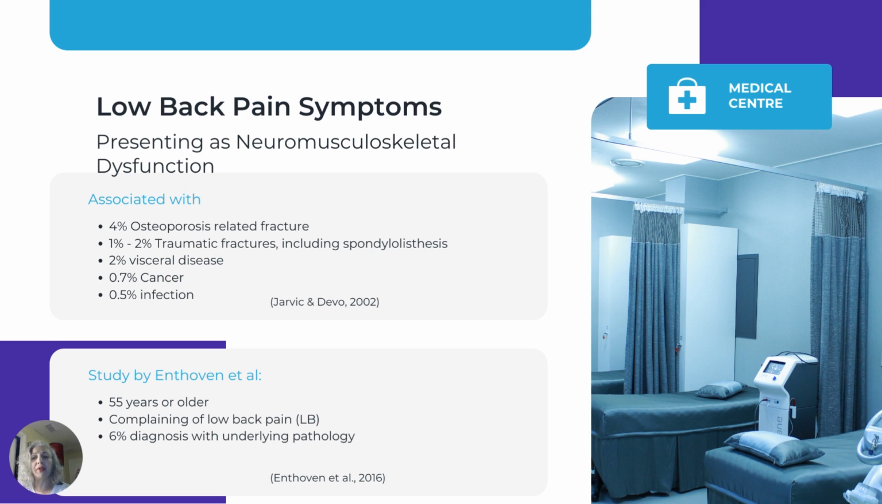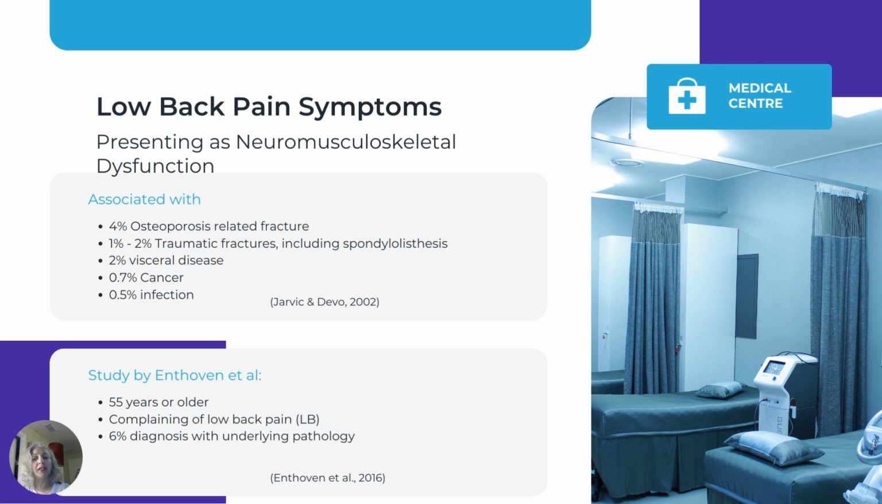When patients present at primary care clinics with low back pain, often systemic conditions present themselves as neuromusculoskeletal dysfunction. When reviewing the causes of low back pain, Harvick and Devo found that 4% were caused by osteoporosis-related fractures, 1 to 2% were caused by traumatic fractures including spondylolisthesis, 2% were caused by visceral diseases, 0.7% were caused by cancer, and 0.5% were caused by infections.